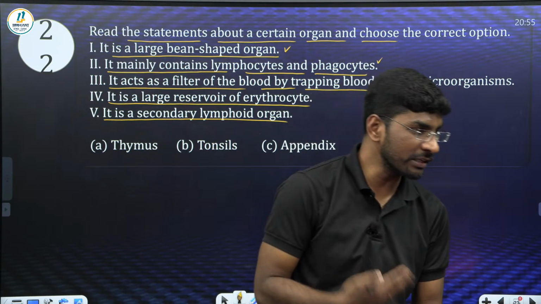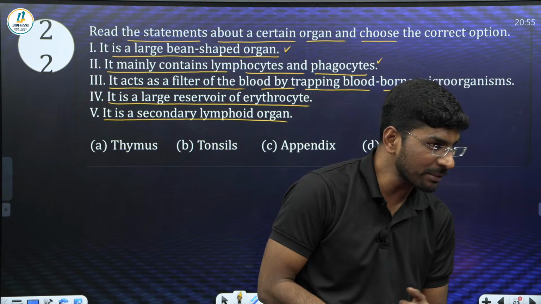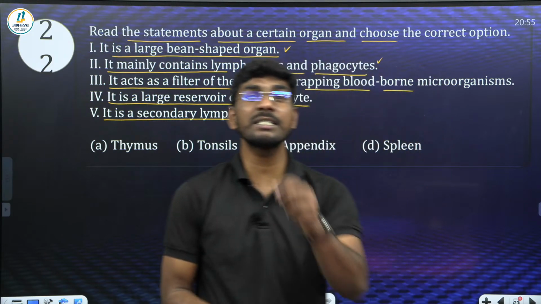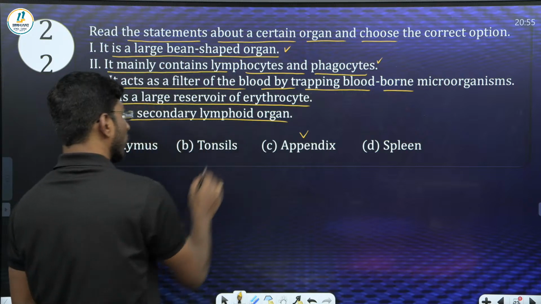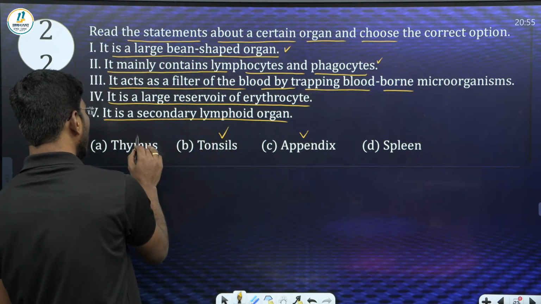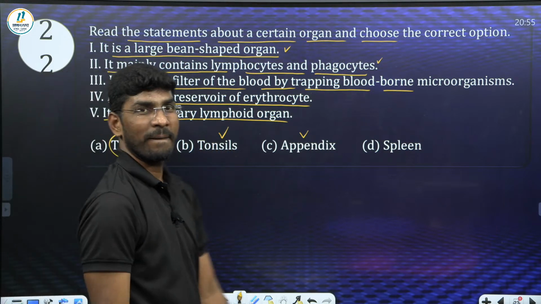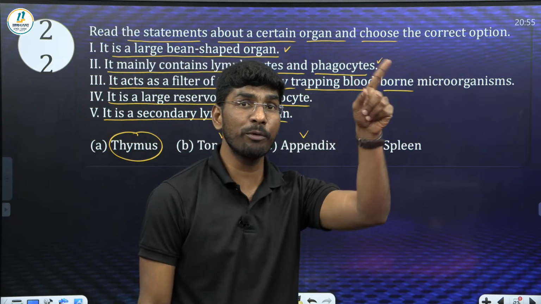Anyone? Very good, Vidya, correct. Reem, correct. Shabash, beta. Muhammad Isham, correct. It is the spleen. Sir, secondary lymphoid organ, even appendix is also a secondary lymphoid organ. Tonsils are also secondary lymphoid organs. Thymus is primary. Thymus and bone marrow both are primary, right?